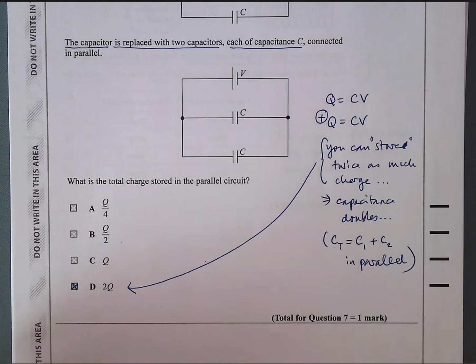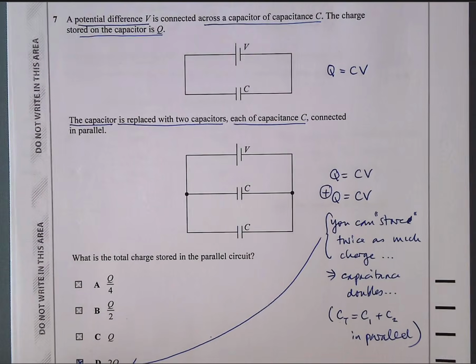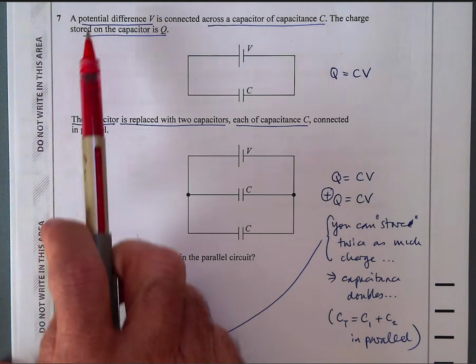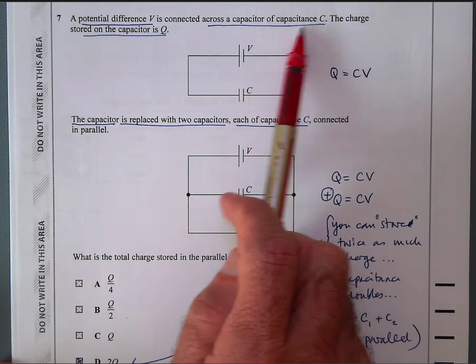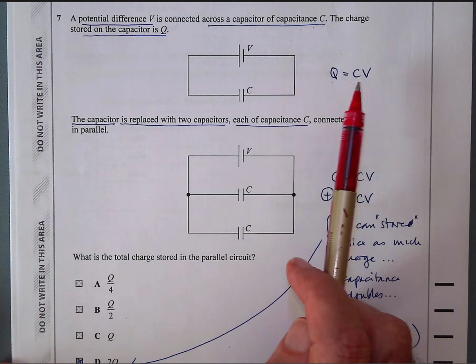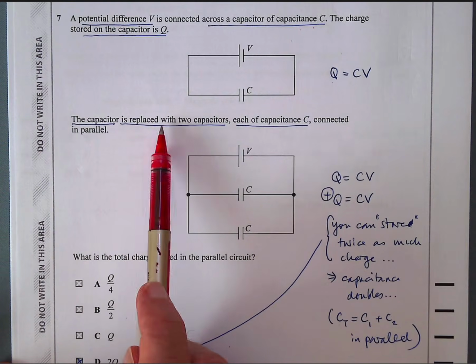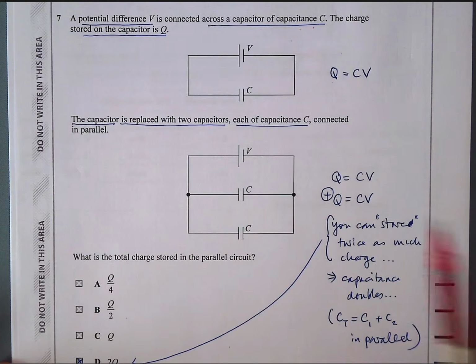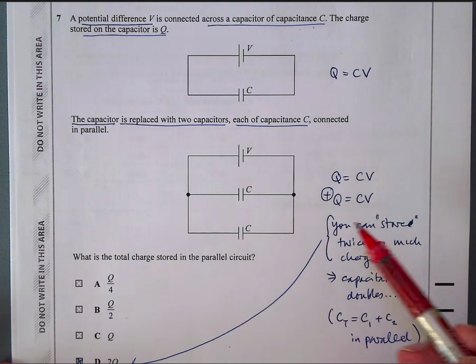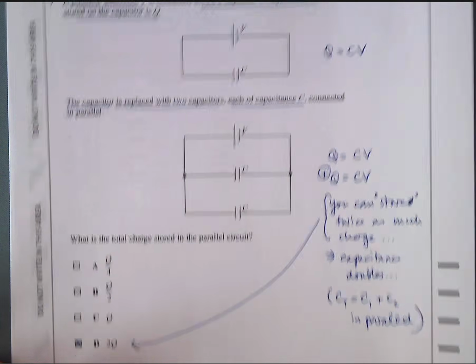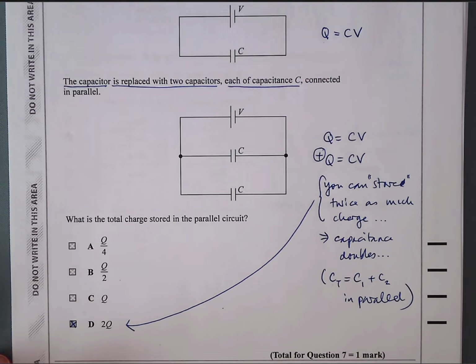Question 7 is about capacitors, and they just want you to know the equation for capacitors. It says a potential difference is connected across a single capacitor of capacitance C. The charge stored on it is Q, because the equation is Q equals CV. The capacitor is then replaced with two capacitors, each of the same capacitance C, connected in parallel. So they want to know if you understand capacitors in parallel. Capacitance doubles in parallel. C total is C1 plus C2. If the capacitance doubles, it means your ability to store charge doubles.